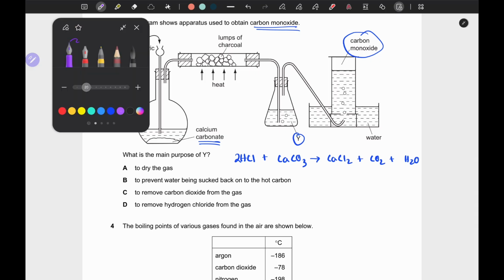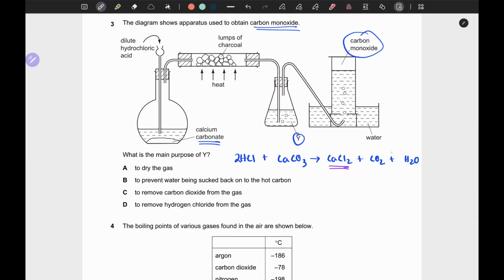And look at the products over here. We get calcium chloride, we get CO2, and we get H2O. So CO2 is the gas, and let's say steam was also produced by some chance. It doesn't affect anything in this question. So the CO2, the gas, will travel up this tube, and then it will pass through the lumps of charcoal.